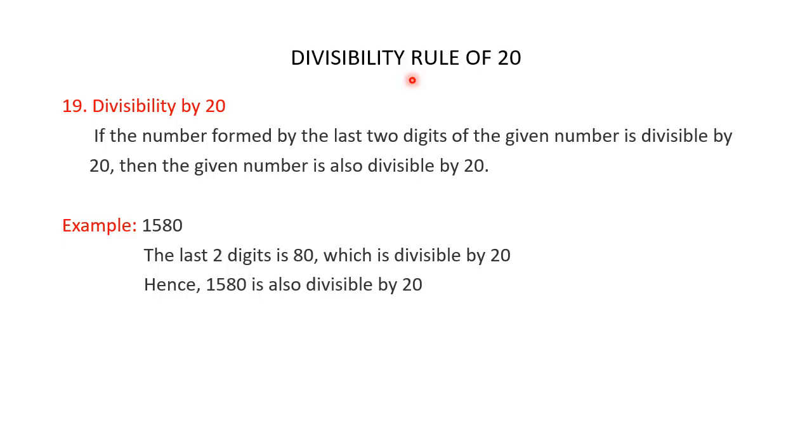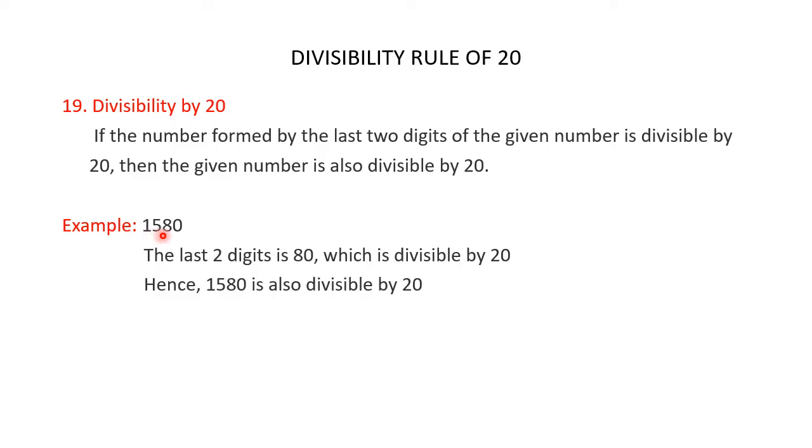Divisibility rule of 20. If the number formed by the last two digits of the given number is divisible by 20, then the given number is also divisible by 20. This means to check whether a given number is divisible by 20, consider the last two digits of the given number. If the last two digits of the given number is divisible by 20, then the given number is also divisible by 20. Let's understand this with an example.